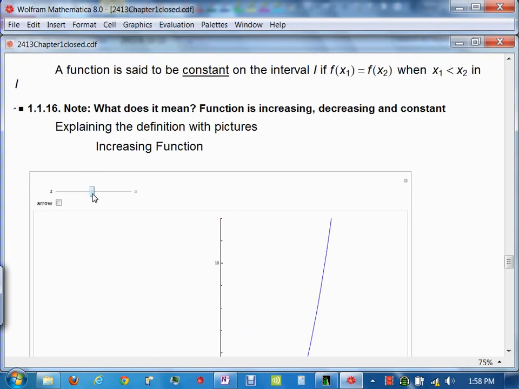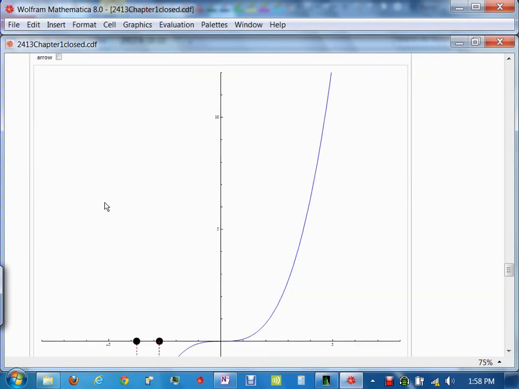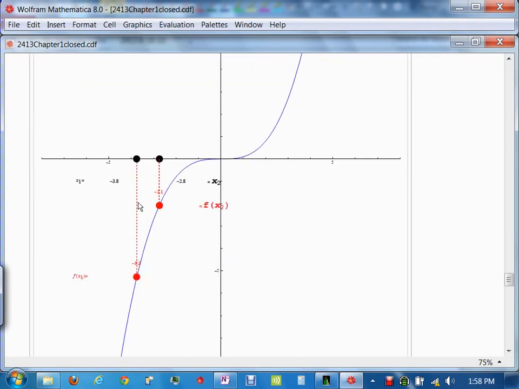Oh, I went too far. Okay, so I gave us 2 points here. Here's x1, and here's x2. All right? x1 is to the left of x2. Now, what's the relationship between the heights? Which one is bigger? Ooh, this is tricky. Which of these is bigger? The left one or the right one? The right one is bigger.